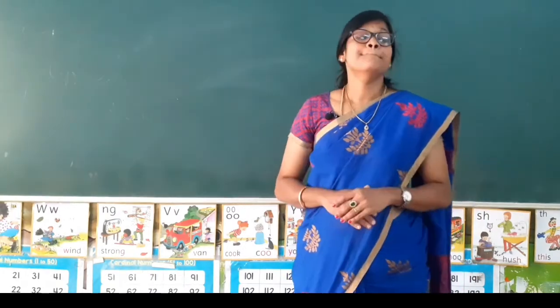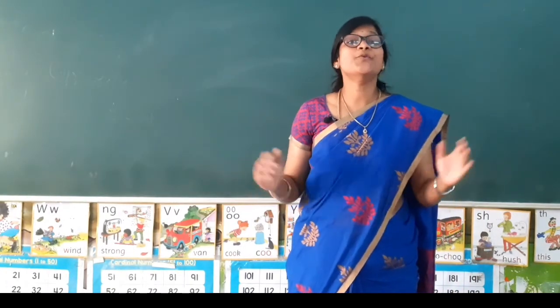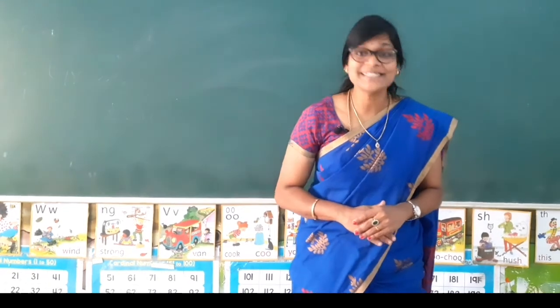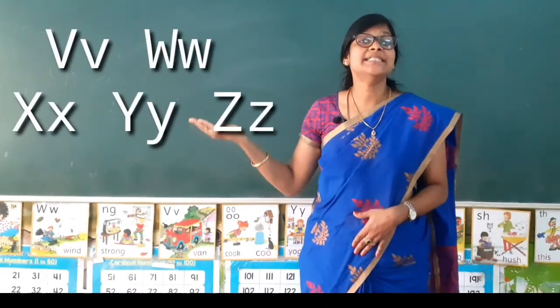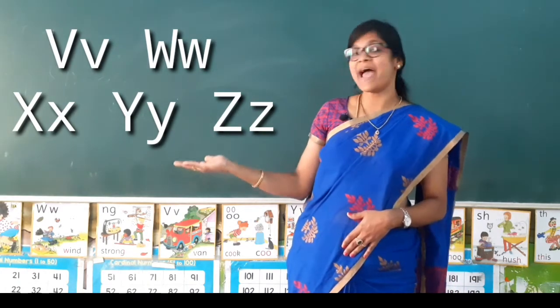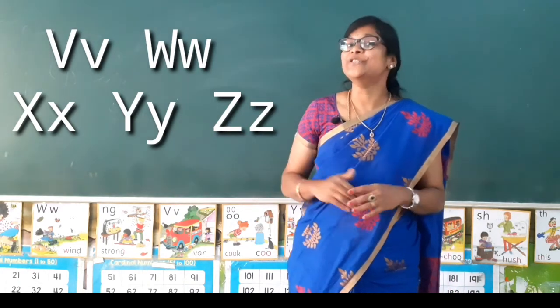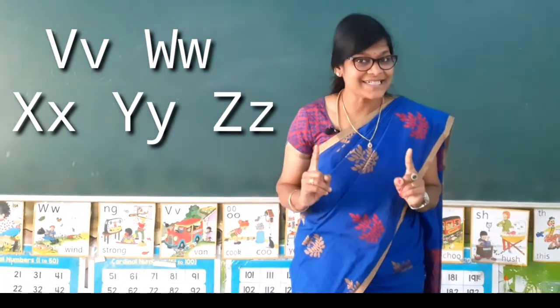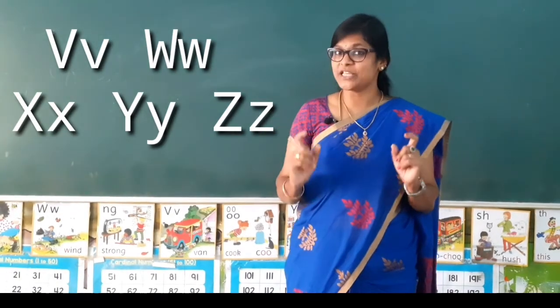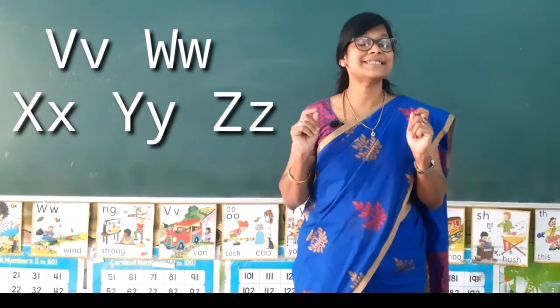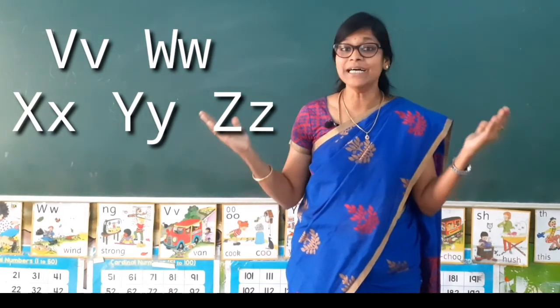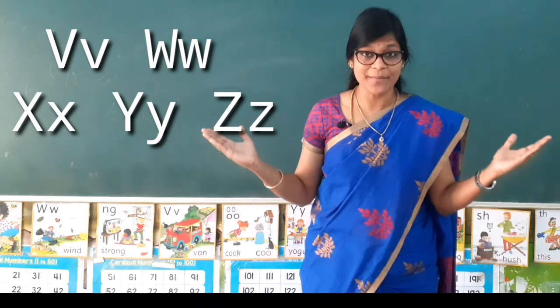My dear kids, I hope you would have identified the letters, the sound and the pictures for the letters V, W, X, Y and Z. Do your regular phonic practice. Whenever you look at a picture or thing related to these words, you should use the sound and say the object name. Okay, my dear kids?